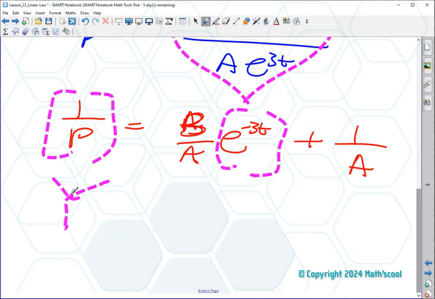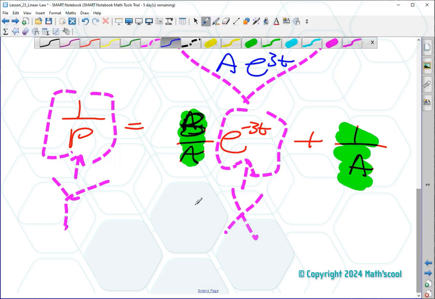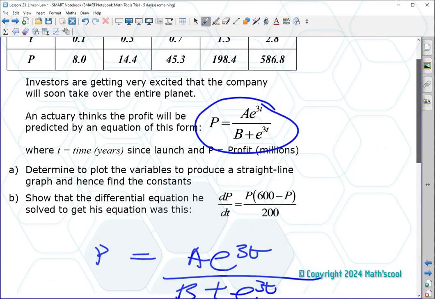That's going to be capital Y, that's going to be capital X. Why? Because that only contains the variables, which are P and t, but it's only got P in it. That only contains the variables, which are P and t, that's only got t in it. And the rest only contain the constants. So it's M plus C. So what I'll do is I'll get my table.